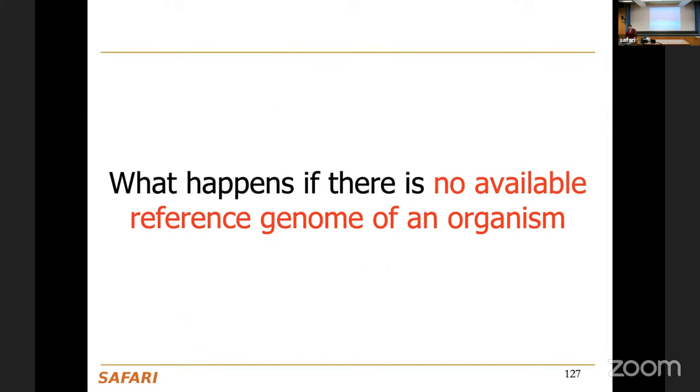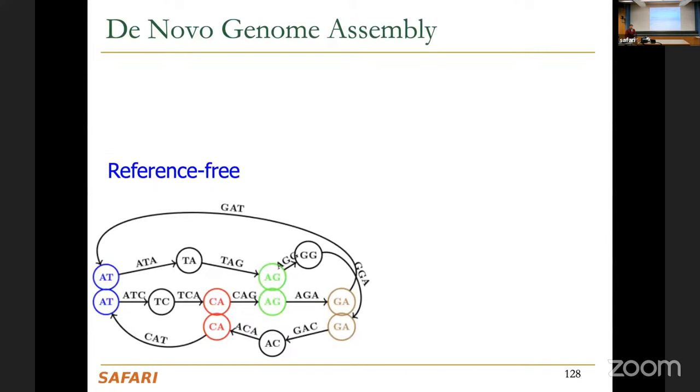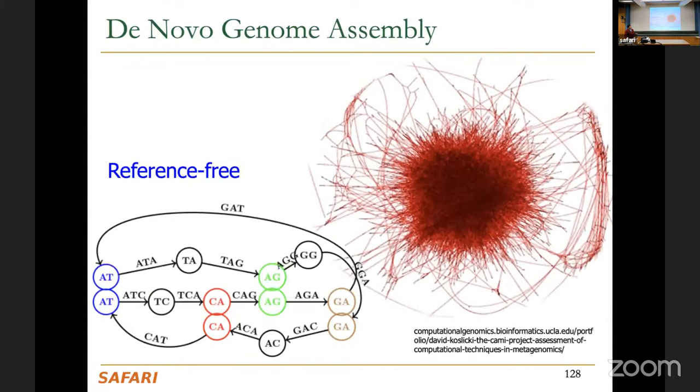And again, the other question is, what happens if there is no reference genome? As I showed you, there are techniques that can construct the genome without looking at the reference genome. How this is done is, after finding the overlaps, you construct the graph based on these overlaps. And when you clean up the graph, this is the cleaned up version, hopefully we can infer the genome from this graph so that we can construct our genome.